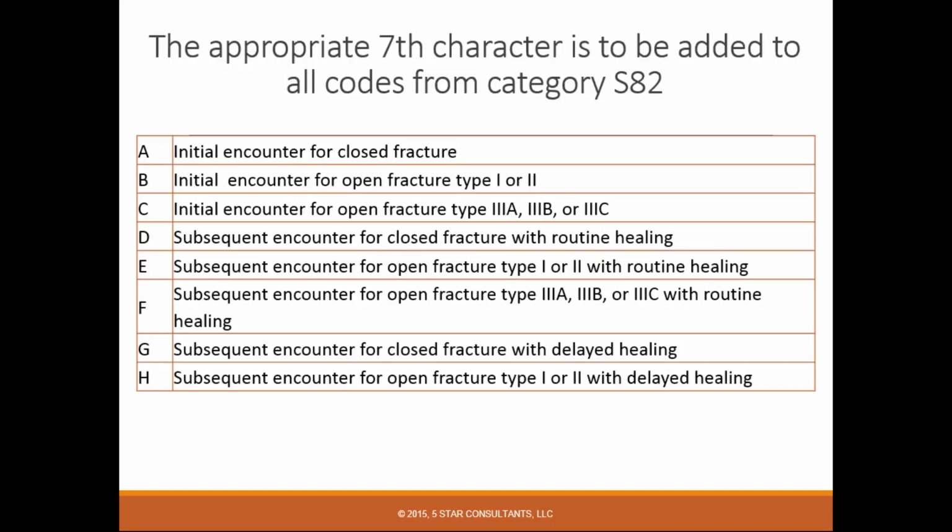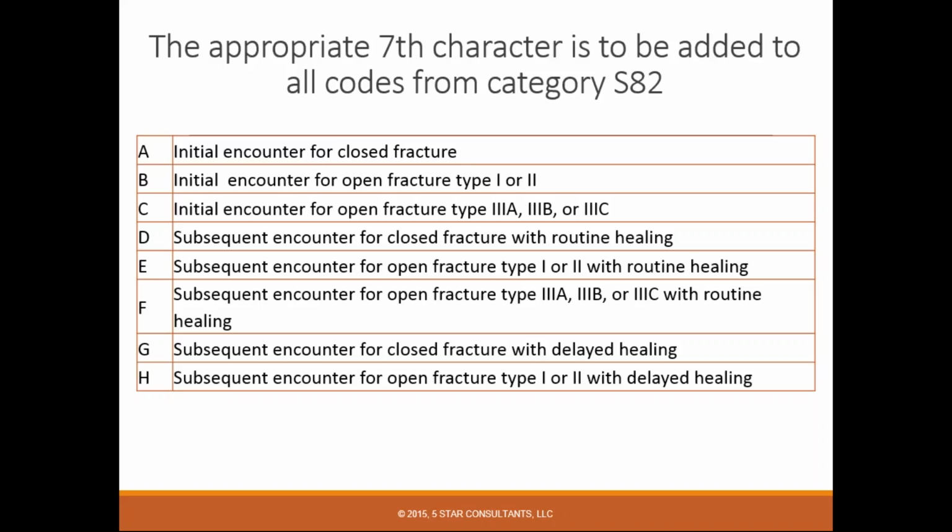So the fracture codes have from A to F. There are many we don't use. ABC we don't use. D we'll use the most often. Subsequent for closed fracture with routine healing. But then there may be types. Type 1 or 2, 3A, 3B, 3C.